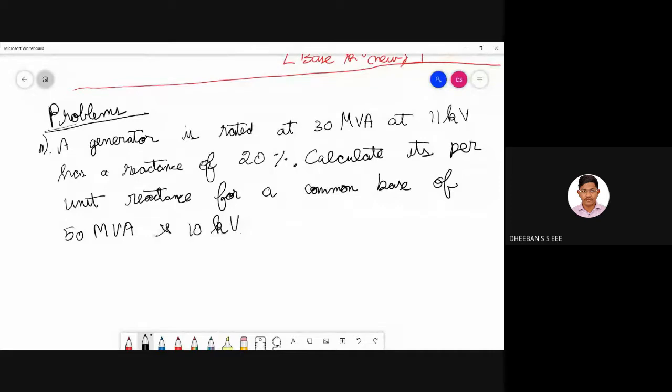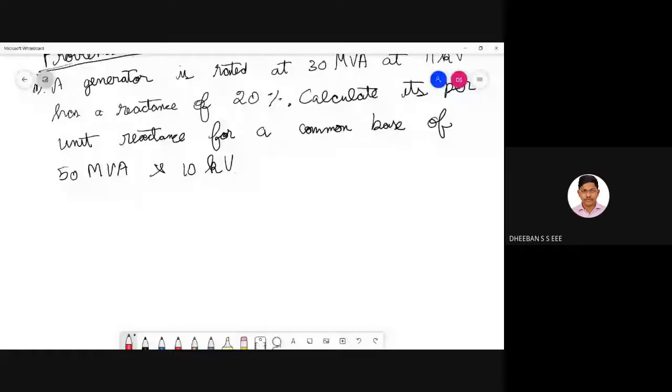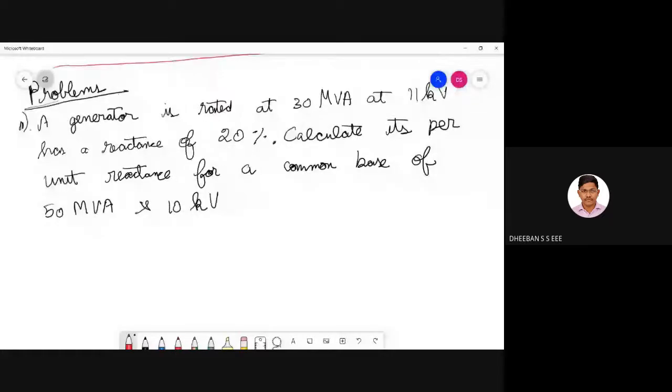The problem is a generator rated at 30 MVA, 11 kV. It has a reactance of 20 percent. We have to calculate its per unit reactance, that is Z per unit, for a common base value. They have given you the base value. So first you can write the given. Base MVA given, which is 30 MVA.